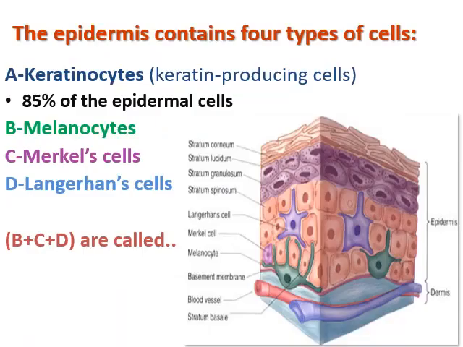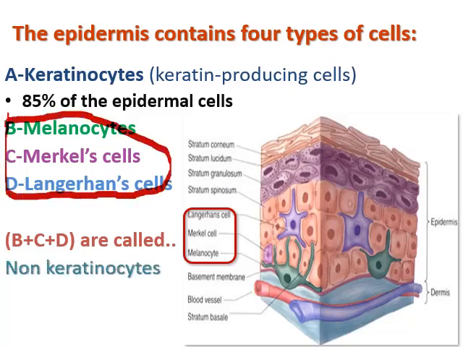Regarding the structure of the epidermis, as we said, it is formed of stratified squamous keratinized epithelium, and this epithelium is formed of 2 types of cell: keratinocytes, which represent 80% of the epidermal cells, and non-keratinocytes. Non-keratinocytes are formed of 3 cells, as we see here: melanocyte, Merkel cell, and Langerhans cell. So in other words, we have 4 cells in the epidermis: keratinocyte, melanocyte, Merkel cell, and Langerhans cell.